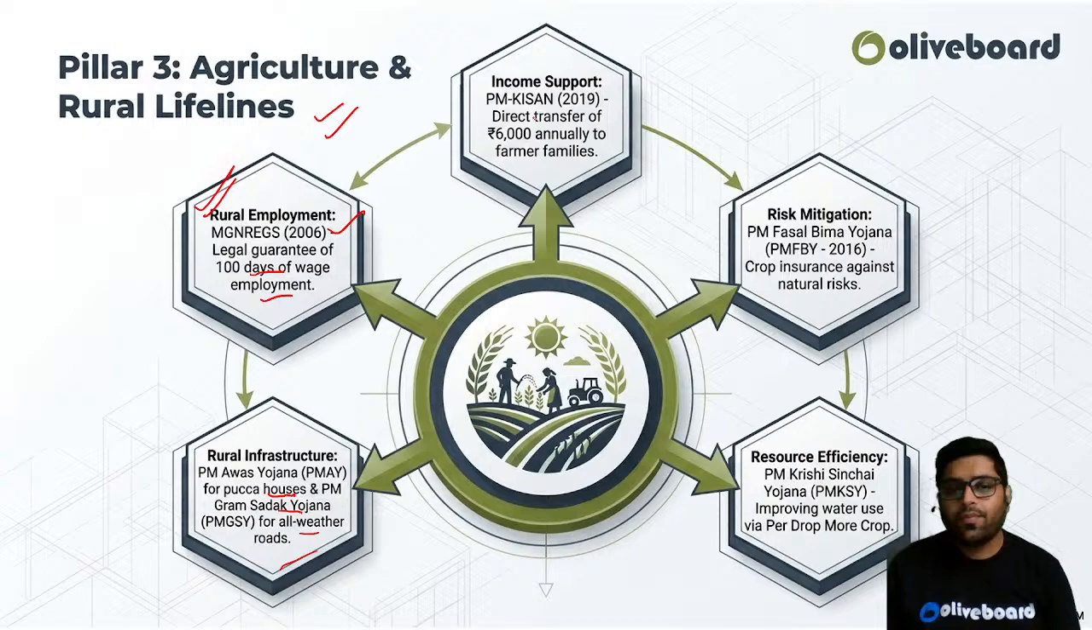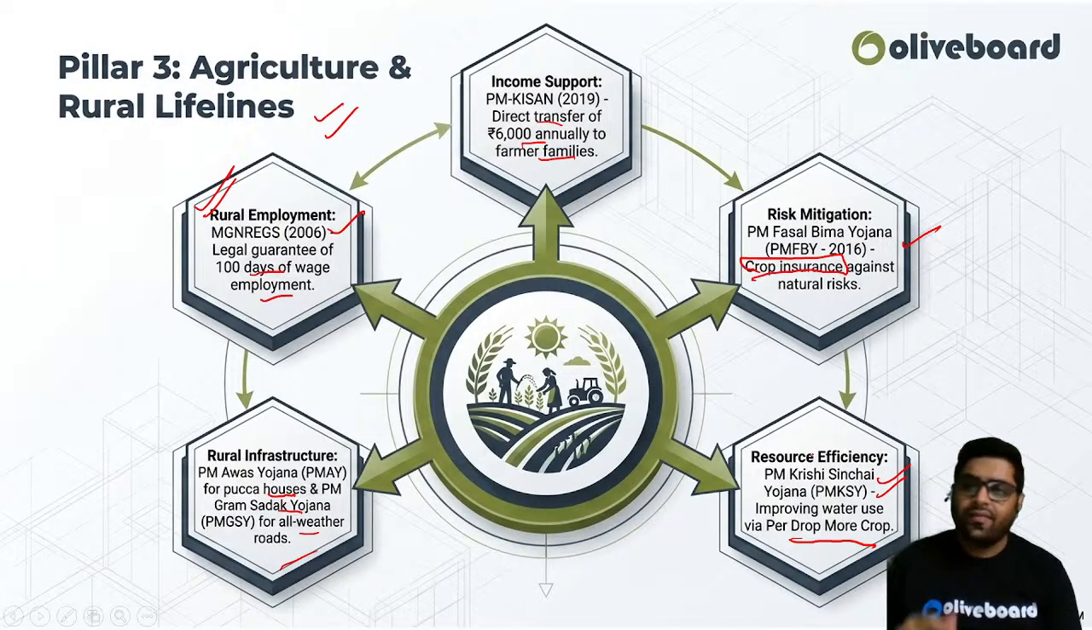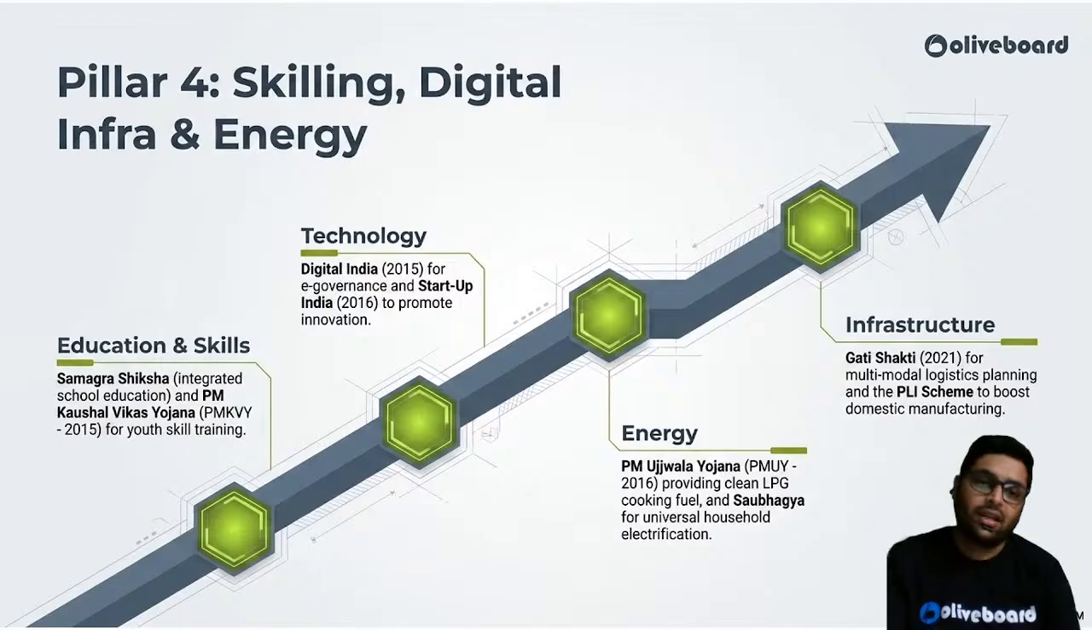Then we had income support, PM Kisan, direct transfer of 6,000 annually to their families. Pradhan Mantri Fasal Bima Yojana, crop insurance. This is also one of the major important schemes. And then we have Pradhan Mantri Krishi Sinchai Yojana, which was about improving water use via per drop more crop. So whenever you are studying the topic of schemes, divide them into various categories.